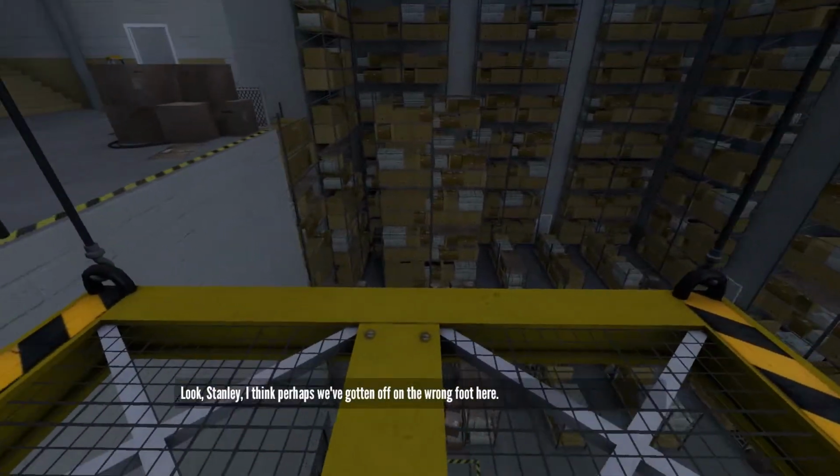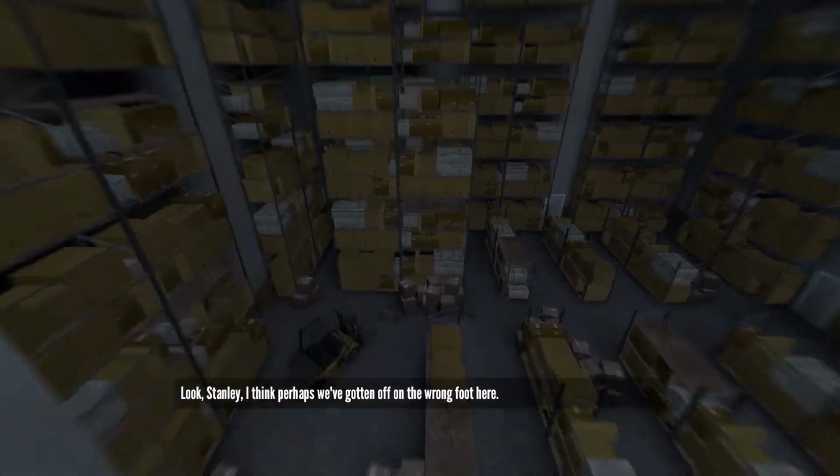Look, Stanley, I think perhaps we've gotten off on the wrong foot here. But in his eagerness to prove that he is in control of the story and no one gets to tell him what to do, Stanley leapt from the platform and plunged to his death. Good job, Stanley. Everyone thinks you are very powerful.